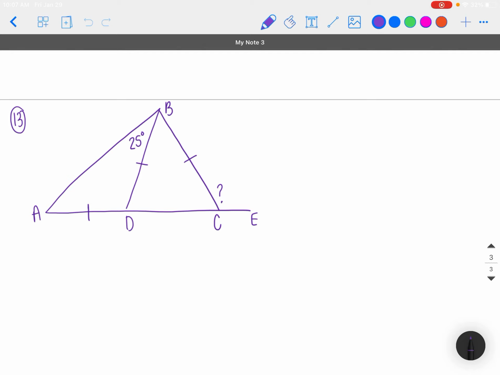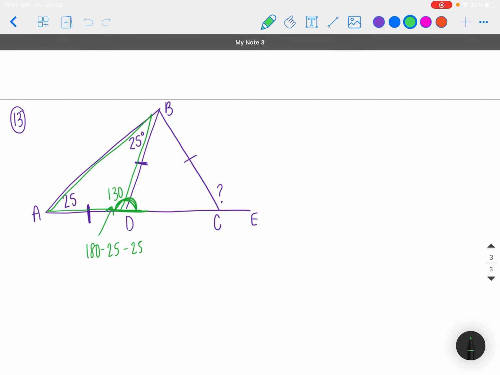So we have lots of isosceles triangles. So when two sides are the same, that means that the angles across from them are the same. So this is 25. And we know in a triangle, all three angle measures add up to 180. So in this triangle, if I do 180 minus 25 minus 25, we get 130.